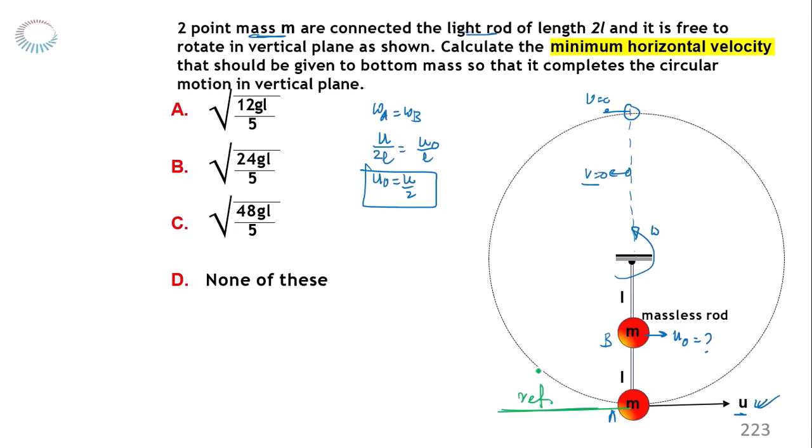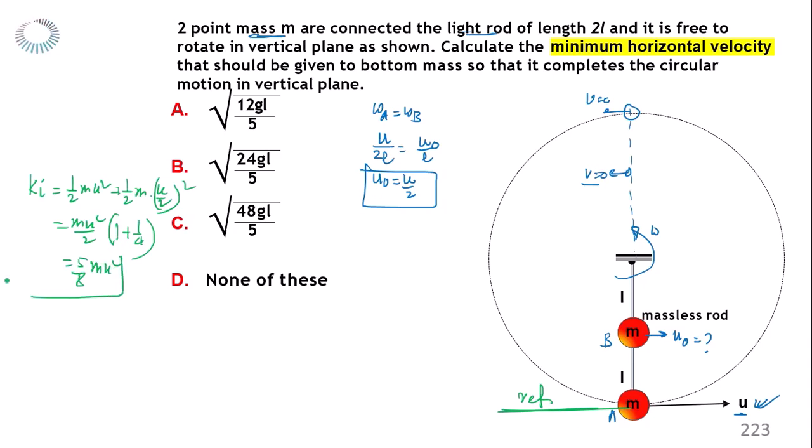So what is the initial kinetic energy? Let us first calculate Ki. That should be equal to half m u square plus half m into u by 2 whole square. If I take mu square by 2 common, that should be 1 plus 1 by 4, that means 5 by 4. So 5 by 8 m u square. That is the initial kinetic energy.